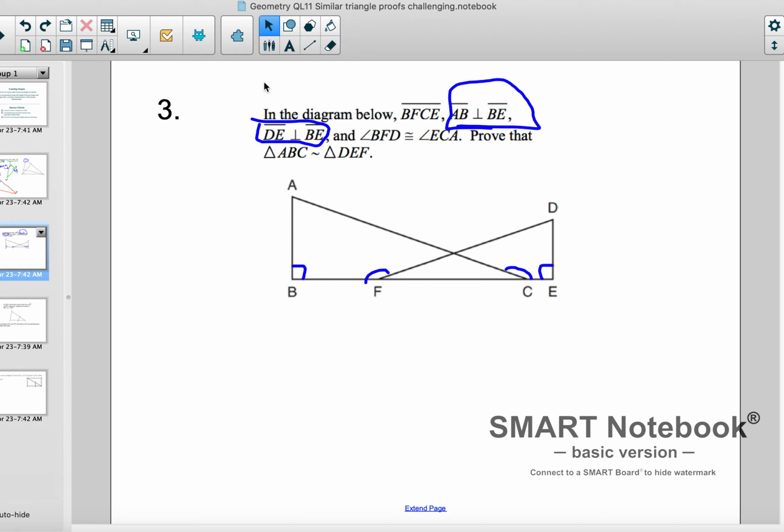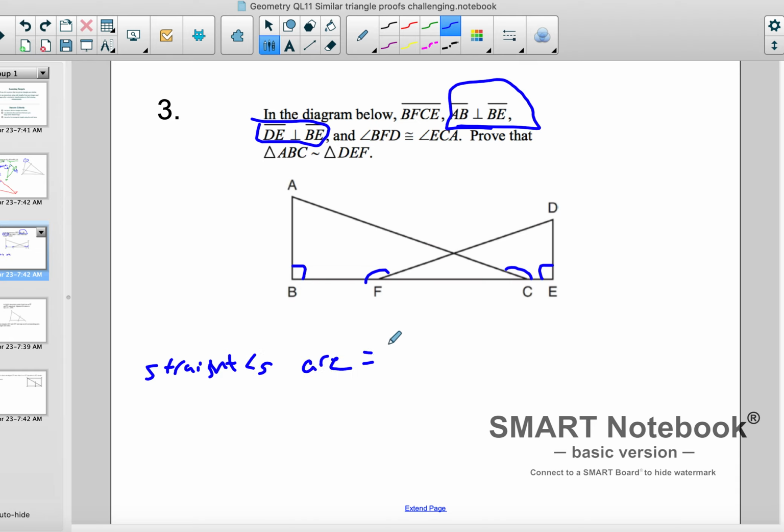We want to use straight lines. All straight angles are equal to 180 degrees, right? So just for instance, if this guy here was 100 and this guy here was 100, how much has to be inside? Well, 80 and 80 have to be inside. So doesn't that mean this angle inside is also equal to this angle inside? Well, yeah, it does. So straight angles are congruent. Straight angles are equal to 180 degrees.